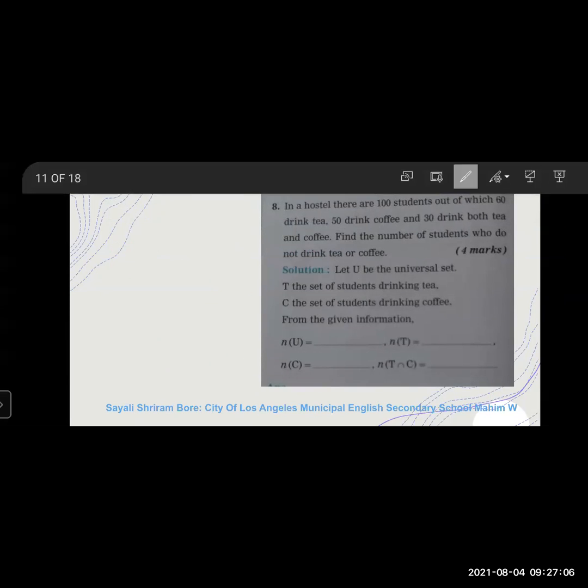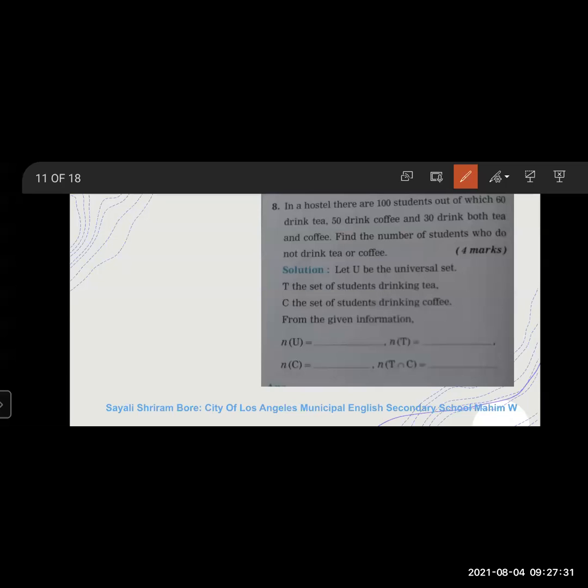Next. Now here you can see it is a word problem. And I told you that the word problem from sets has a weightage of 4 marks, and it can come in your question number 4. So here I have taken one example.